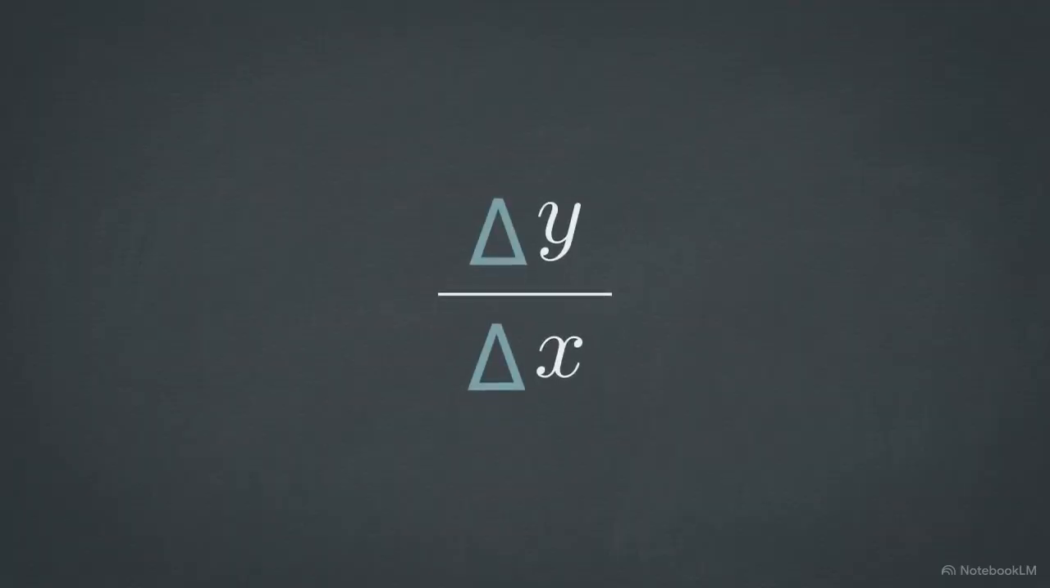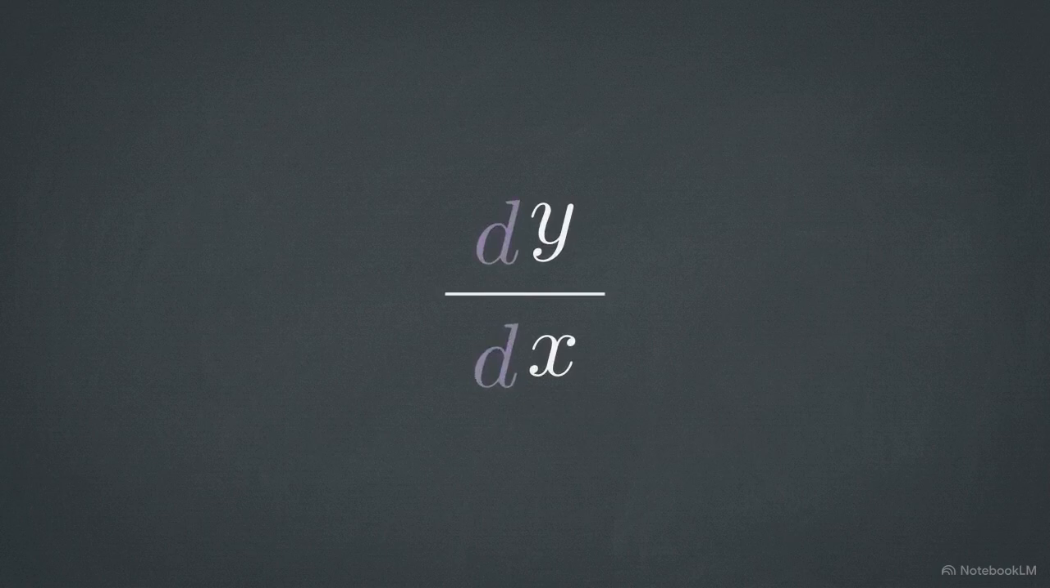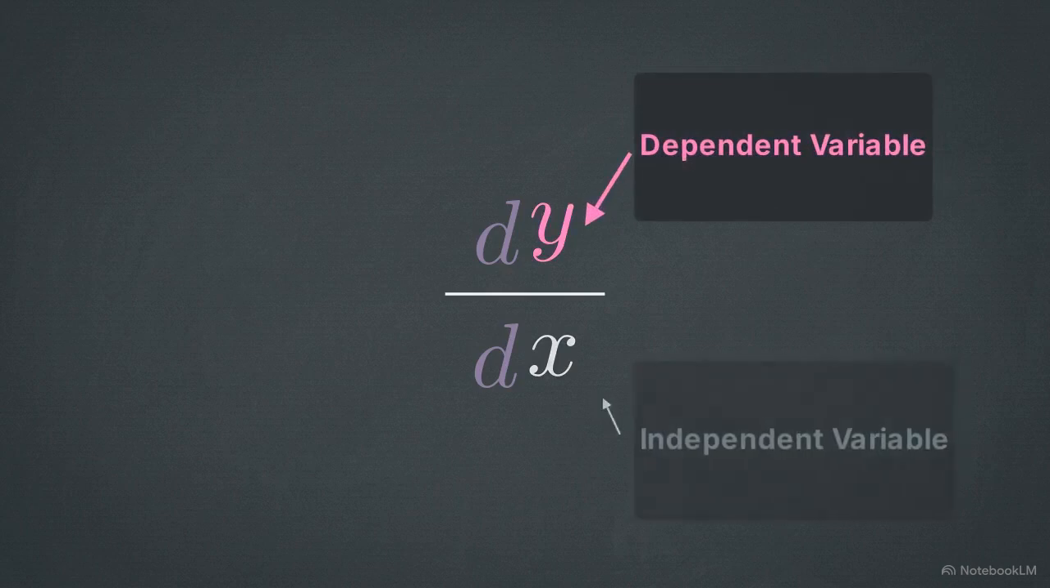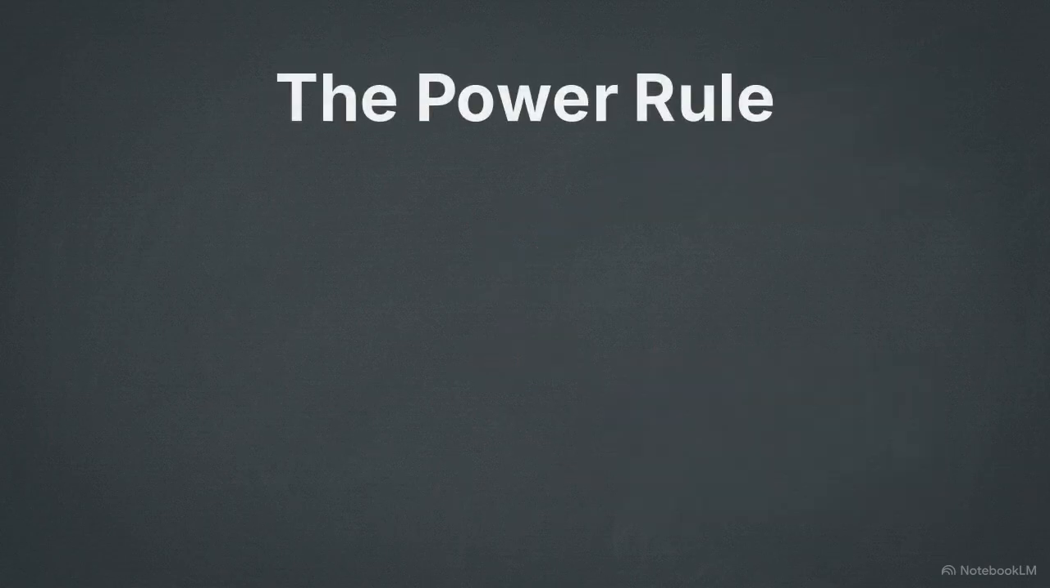To calculate this tangent line, we use Leibniz notation. We replace the discrete delta with the continuous d. We read this dy over dx, the derivative of y with respect to x. It denotes the exact rate y changes in response to x. The core algorithm is the power rule.